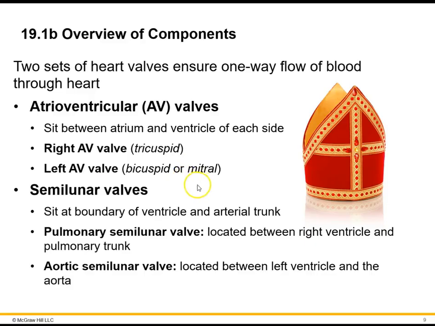And the reason for that is because it resembles a mitre, which is a type of headwear worn by certain religious leaders of some Christian denominations. Next, you have the semilunar valves, and this is going to be the pulmonary valve and the aortic valve. The pulmonary valve is located between the right ventricle and the pulmonary trunk, and the aortic valve is located between the left ventricle and the aorta.